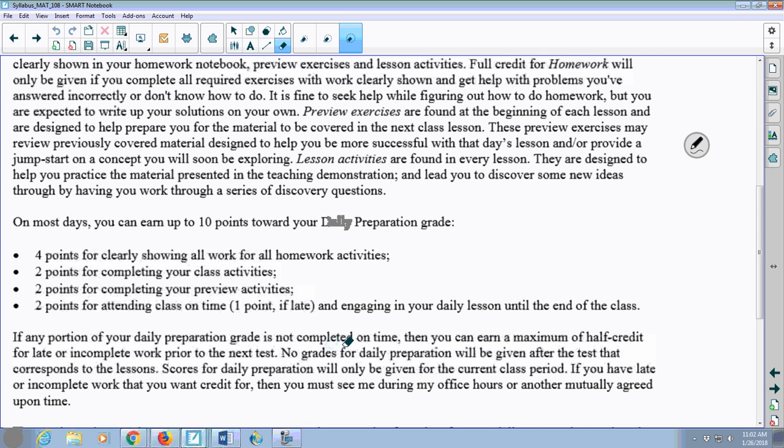And you'll get 4 points if your homework is done, all your work is shown as indicated here. 2 points for your class activities, which are about to start as soon as I stop talking, your lesson activities. 2 points for the preview activities. Let me just say every class is set up the same way. Preview activities are created to help you with either introducing you to a topic or refreshing your skills. And then you'll have the class demo, the lesson demo, and then you'll have activities.